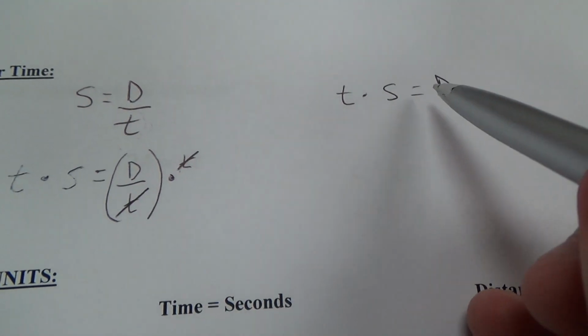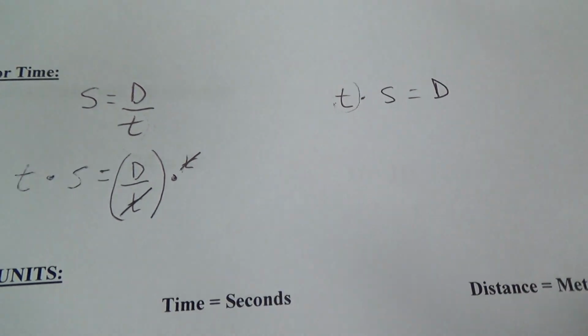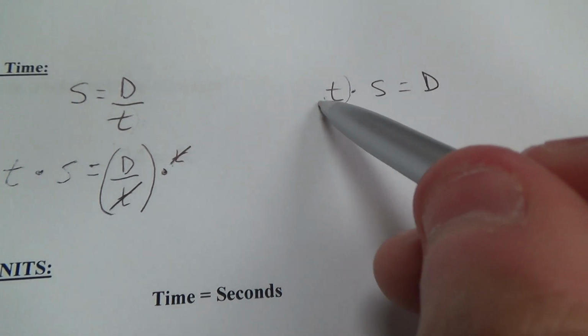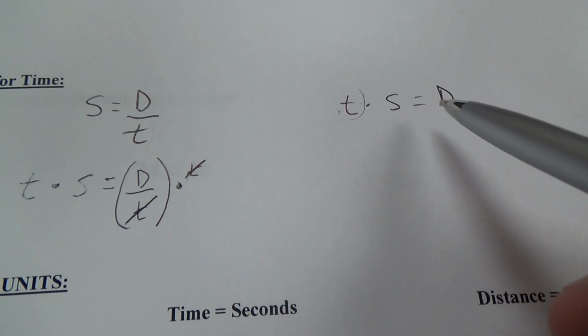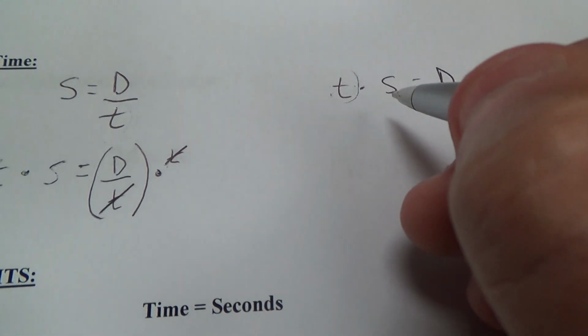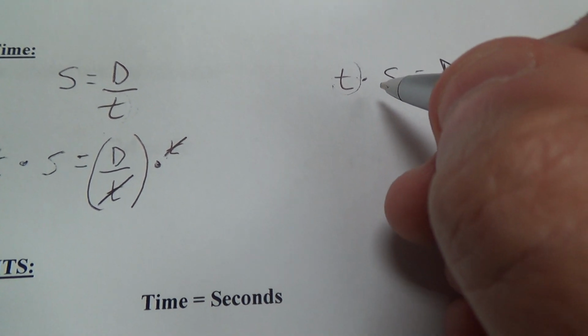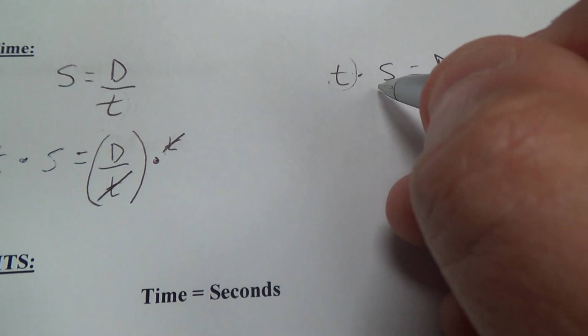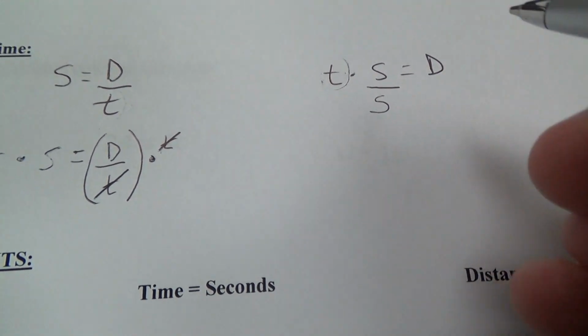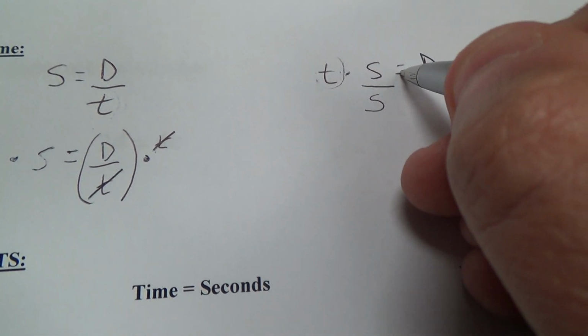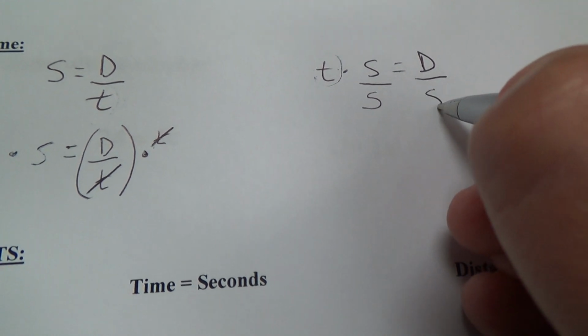But here's the thing. I want time. I want this by itself, okay? I want time by itself. I don't want distance by itself. So now I need to, okay, now watch this. Divide by s on both sides of the equation. Well, you know to do this, right? And whatever you do over here, both sides of an algebraic equation have to be equivalent.